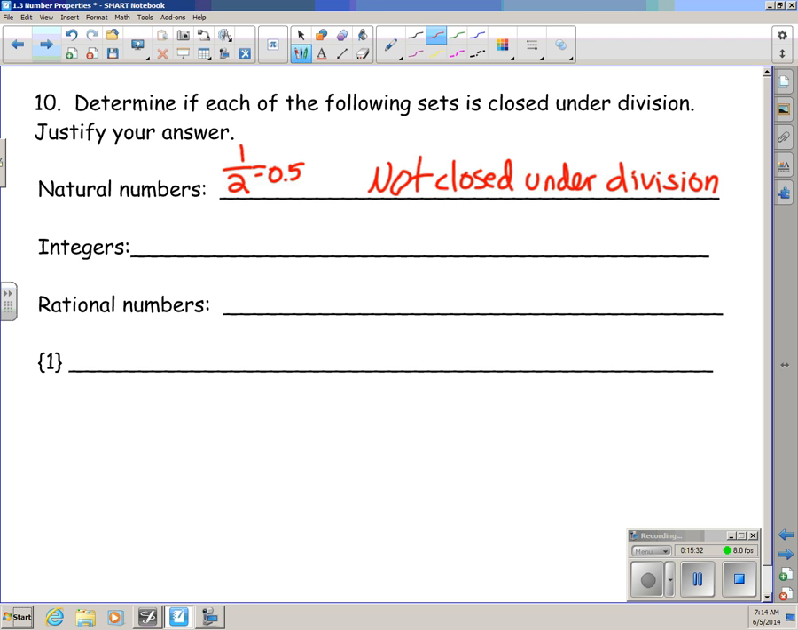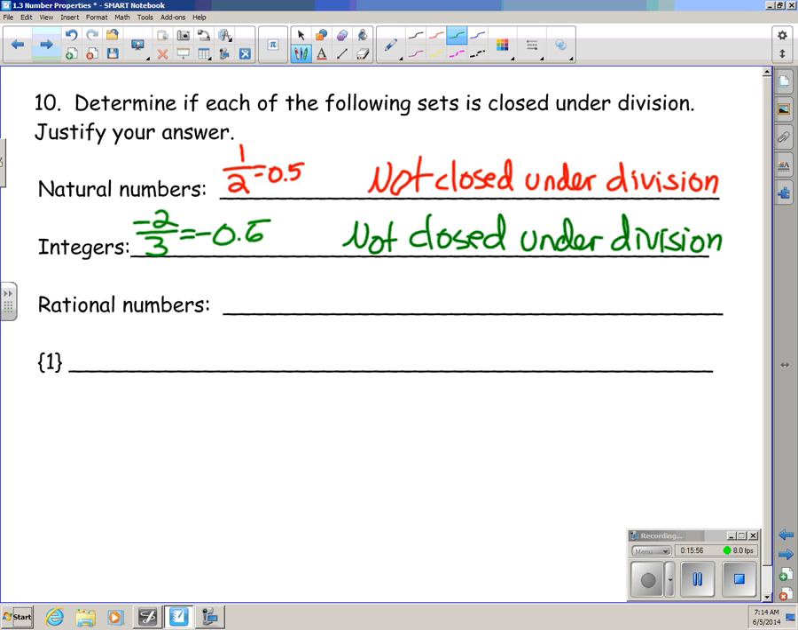So the set of integers, well, we know this is already false. We proved this on the front. If you divide integers, you're not always going to get an integer. I could do -2 divided by 3, and I'm going to get -0.6 repeating. So also not closed under division. Big thing here is giving an example of why it's not closed.